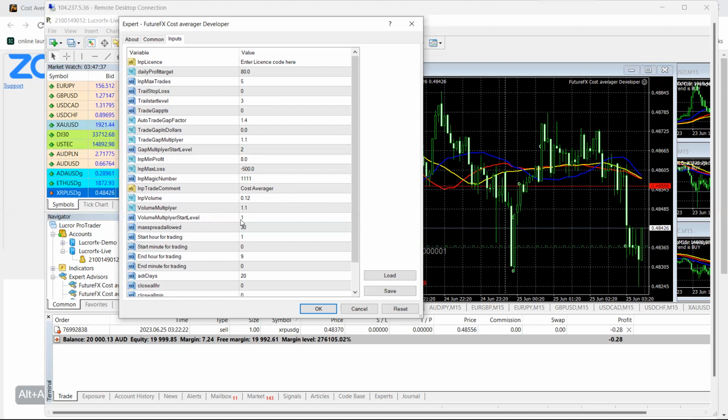And you can also set what level you want that to start at. So you might want the first 3 trades to be all the same, and then for them to start getting larger. So you have the option to do that. Then we have the max spread allowed. So just a basic spread filter. The default setting is 30, and that will be adequate for almost all pairs.